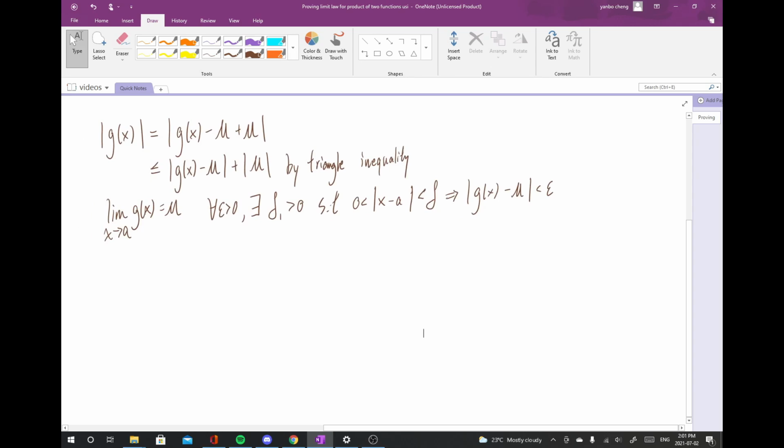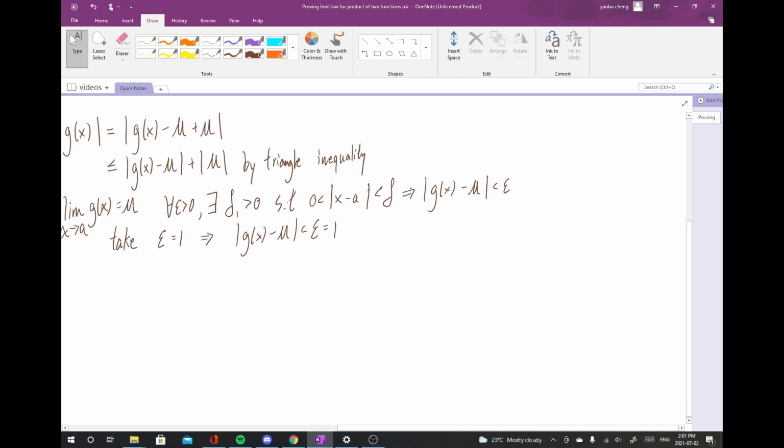And so we can choose any epsilon, and by definition there exists a delta that will satisfy the condition. So for simplicity, we can take epsilon equal to 1. Why not? Because epsilon has to be greater than 0, so let's just take 1. This means that the absolute value of g of x minus m is smaller than epsilon, which is smaller than 1. And by definition, there exists a delta 1 greater than 0 that satisfies this.